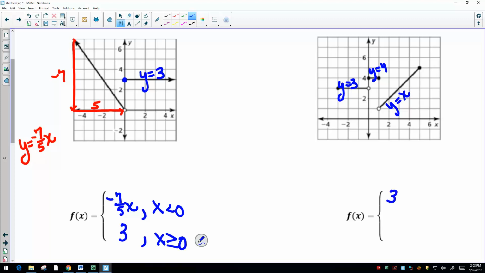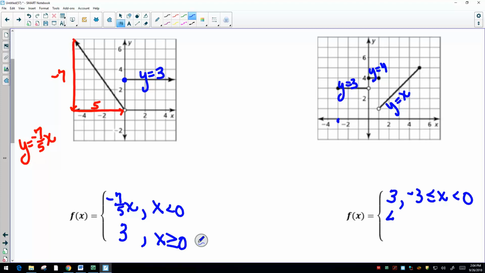So the first function we have is 3. And as far as your domain goes, my lowest value that I can have is at -3, and I can include -3. The next value it goes out to is 0, but I can't include it because I have an open circle, so I just get just a less than.